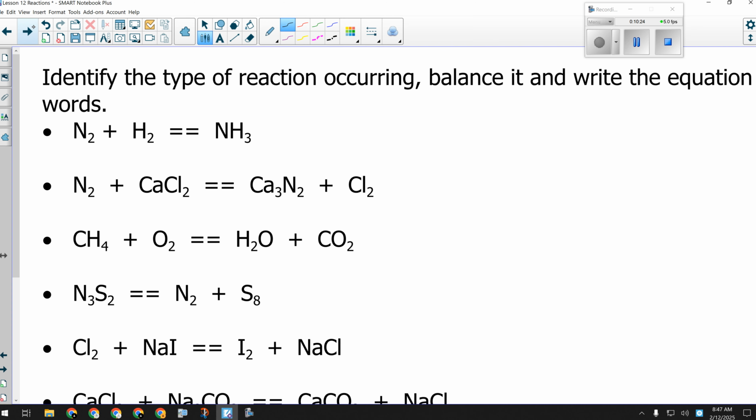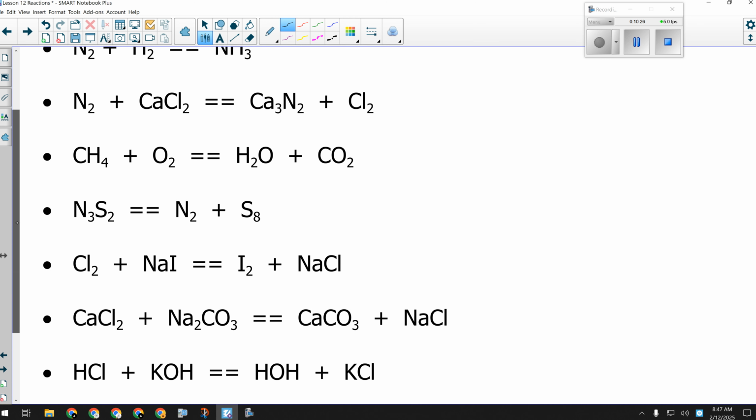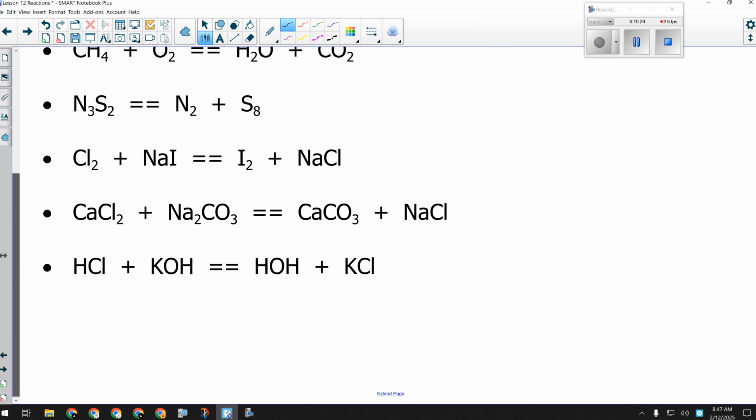All right, yesterday we left off, and I think we had gotten to the combustion reaction there. So here's what I want you guys to do. Do these last 4. I want the type. I'd like them balanced. And I'd like them written in words. So basically just write the names of all the things. I'll give you a few minutes and then we'll do the first one. You can do as many as you can, but we'll go through them together one at a time.